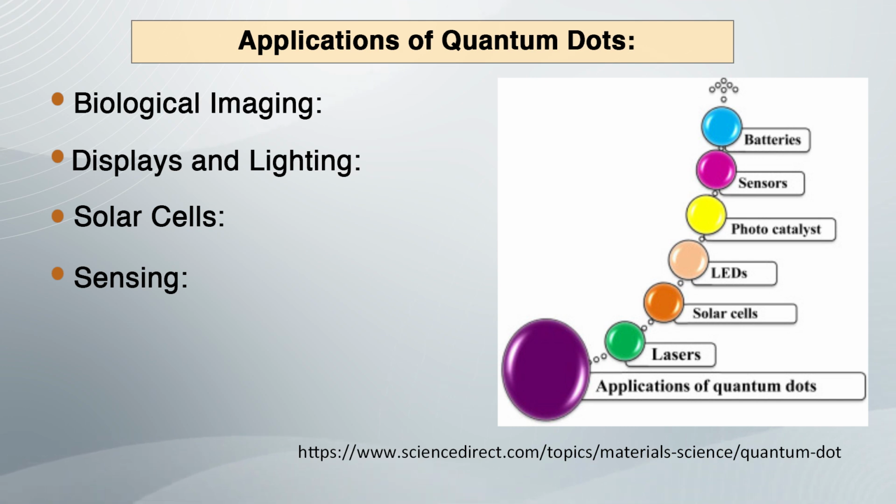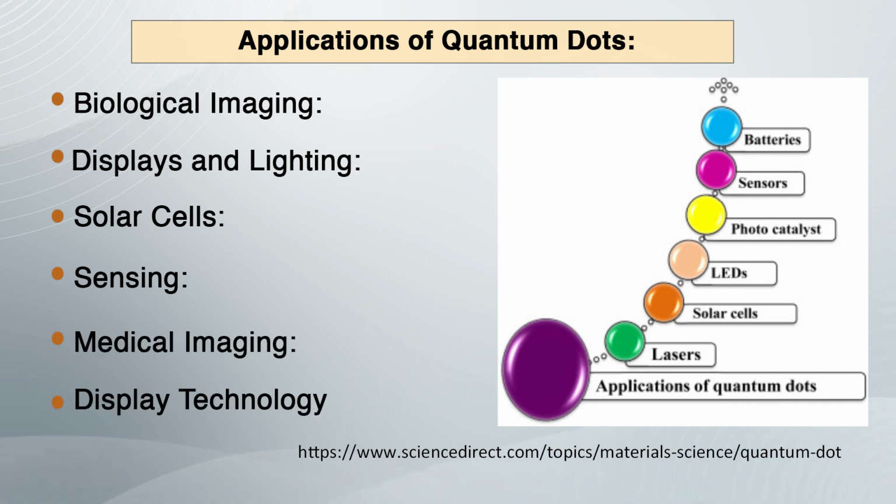Due to their unique optical properties, quantum dots are employed in various sensing applications, including environmental monitoring and chemical detection. They can be used as sensors that respond to a specific chemical or biological interaction, providing sensitive and selective detection capabilities.